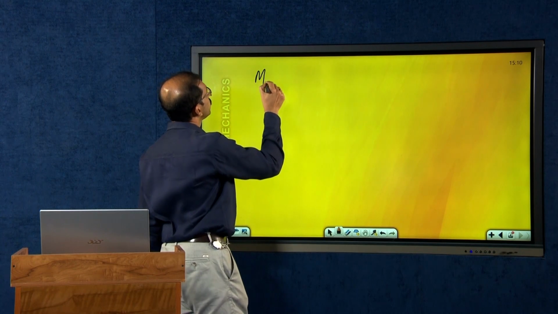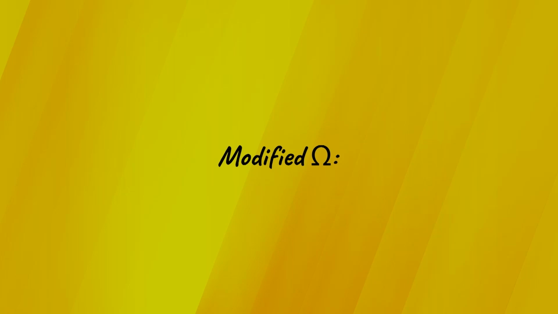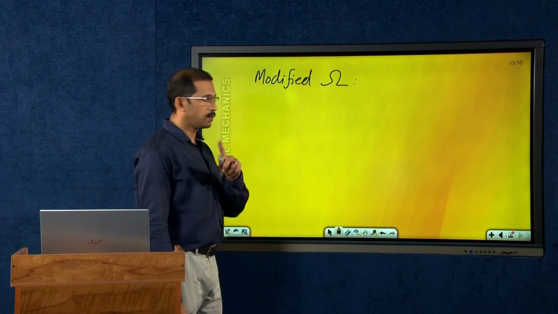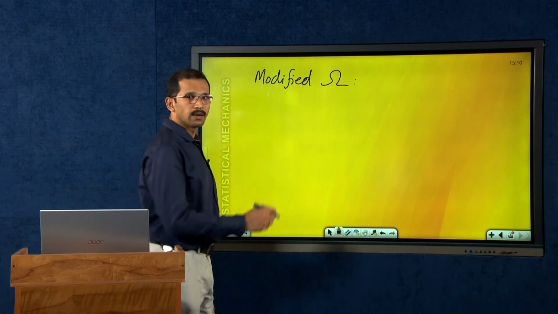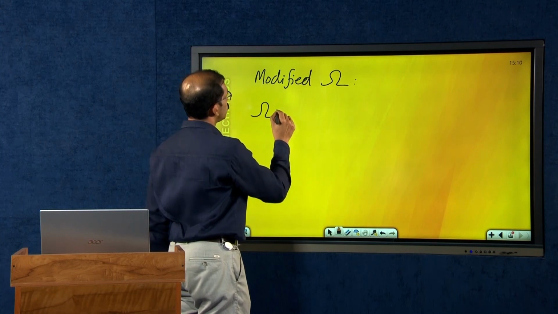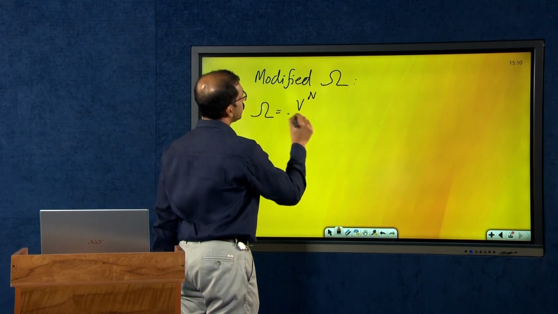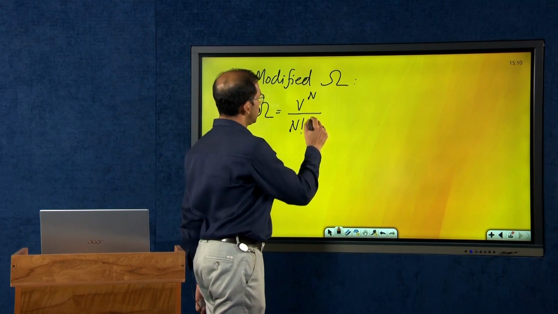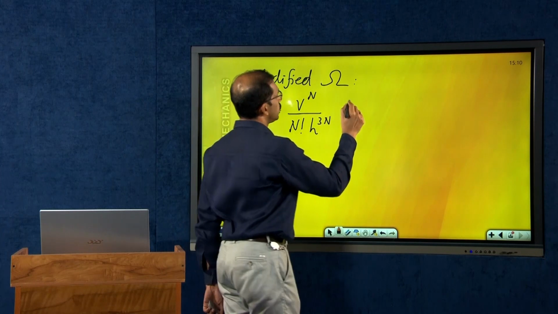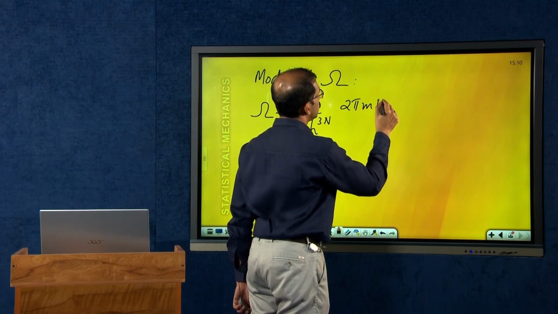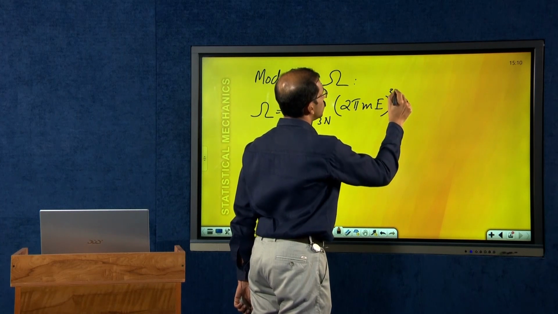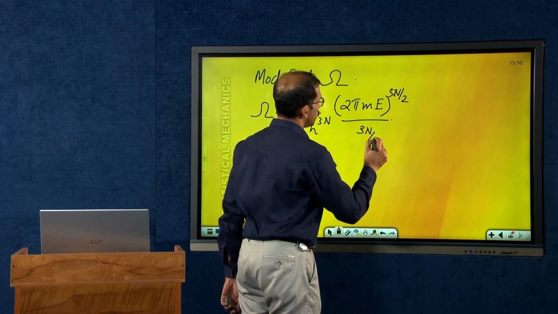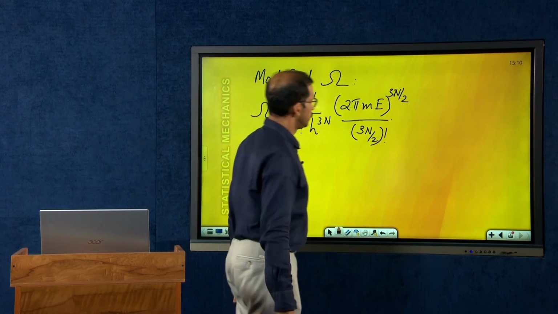Now we modify the omega expression by dividing it by n factorial, and I can write that expression as equal to V raised to n divided by n factorial, times h raised to 3n, times (2 pi m e) raised to 3n by 2, divided by (3n by 2) factorial.